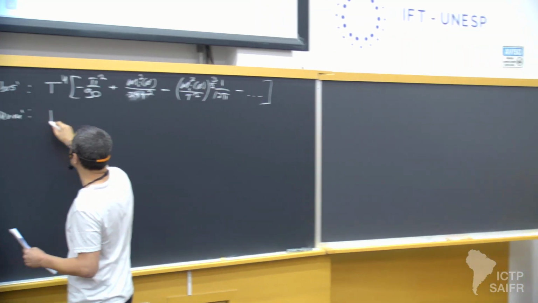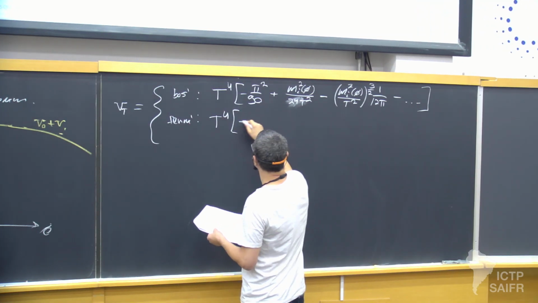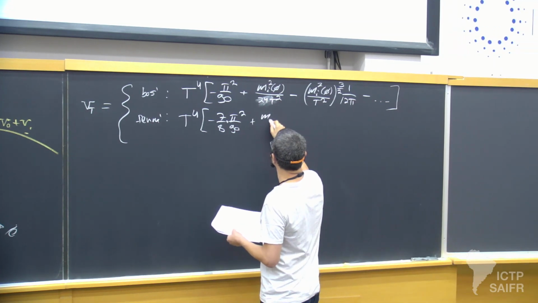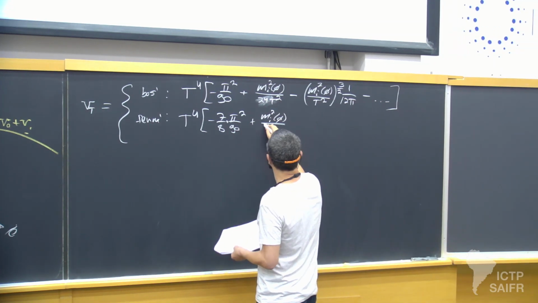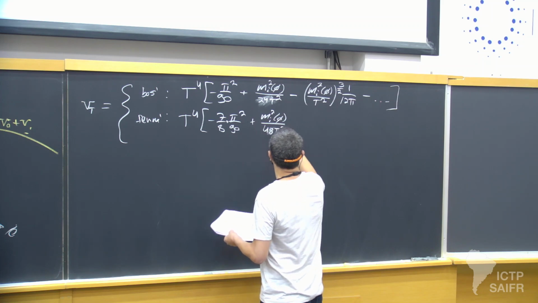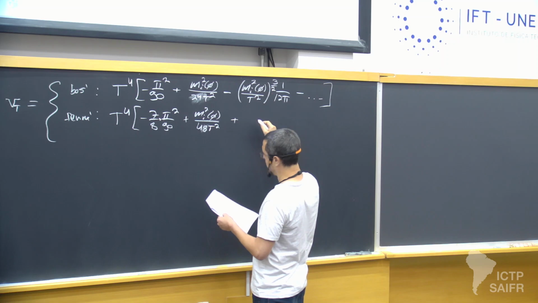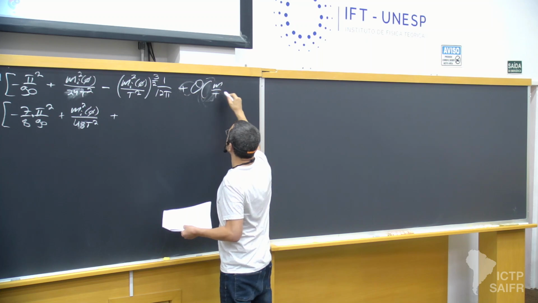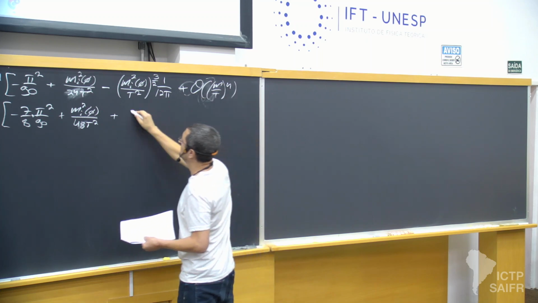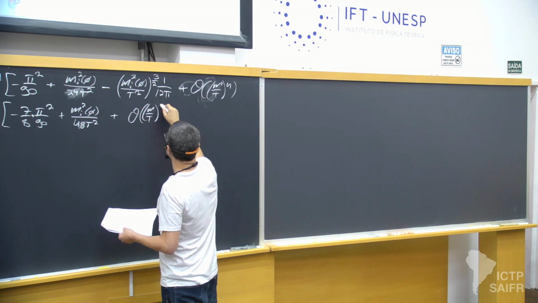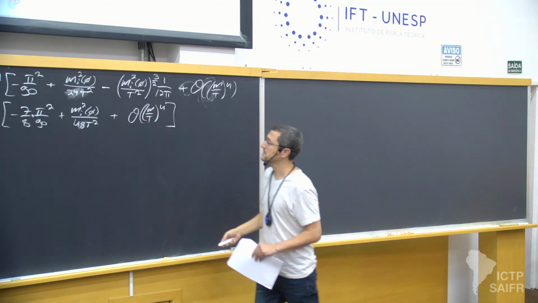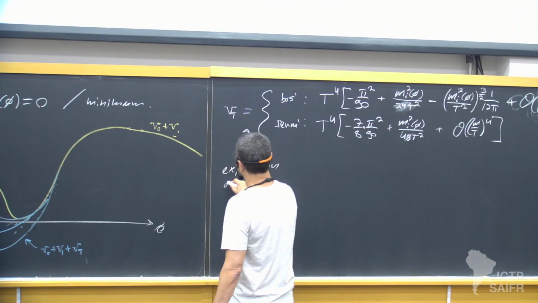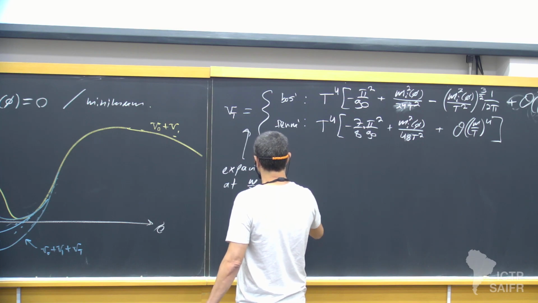So this was for bosons, and for fermions, you have something similar. So let me write this as plus order m over T to the 4. Okay, so this is an expansion valid at m over T much, much smaller than 1.